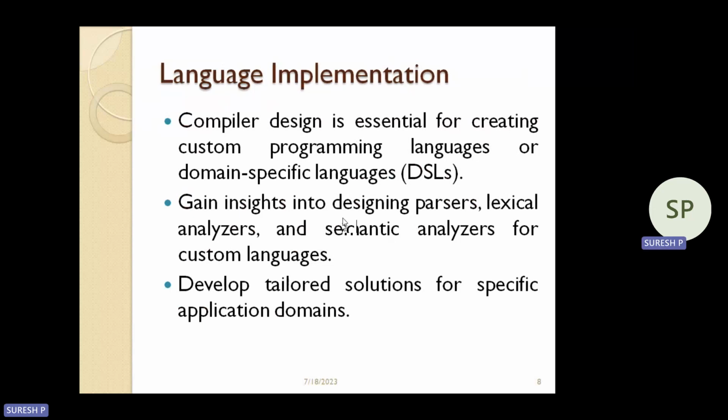If you want to become a data scientist, we have some domain specific languages like R and Go. You can use some of these domain specific languages to work on a particular domain. If you're going with the Internet of Things, you have to build the software with the help of a particular compiler. So for that reason, language implementation plays an important role. It gives an insight into designing parsers, lexical analyzers, and semantic analyzers to build custom languages.